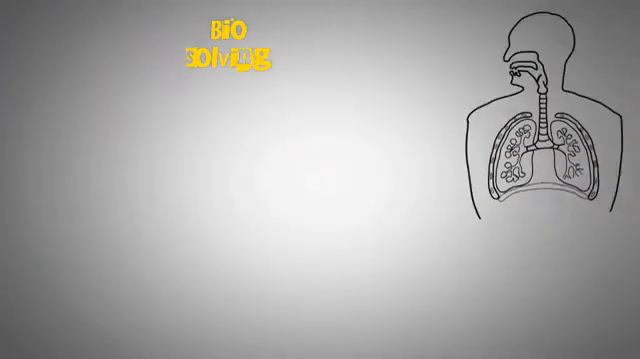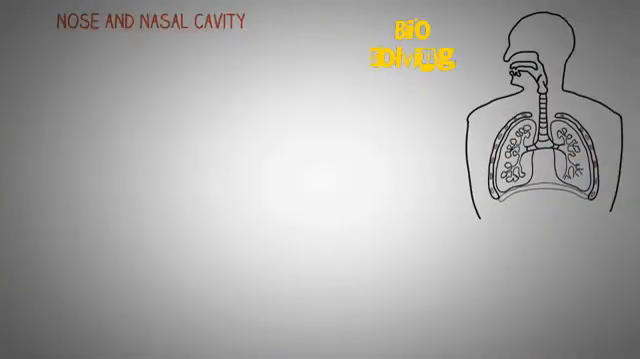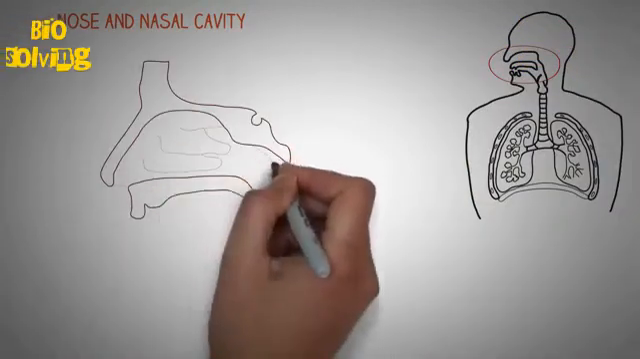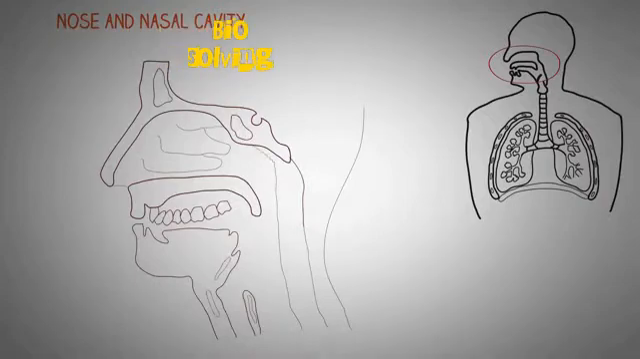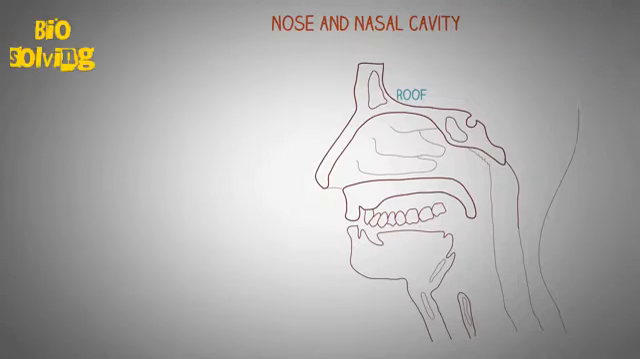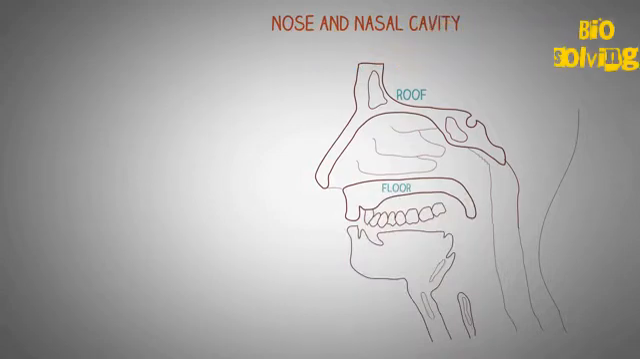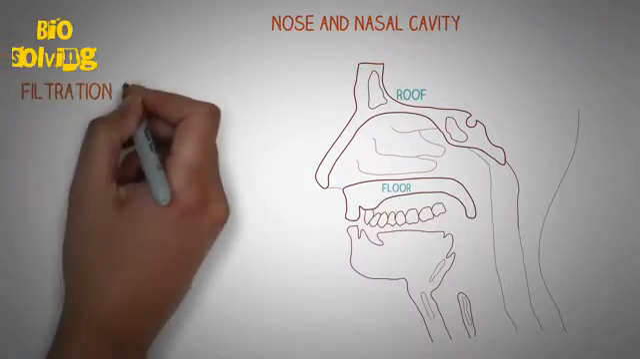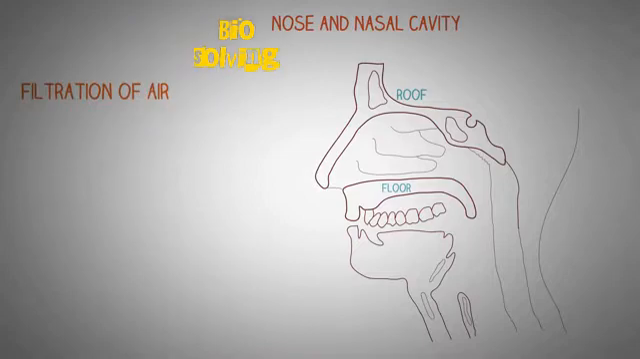So let's first talk about the brief anatomy of the nose and the nasal cavity. Now, if we take a look at this diagram in a bit detail, we can see that the nasal cavity is made up of a roof, which is in turn made up of the bones forming the base of the skull. It also consists of a floor, which is made up of the palatine bones. The main job of the nose and the nasal cavity in the respiratory tract is the filtration of air.